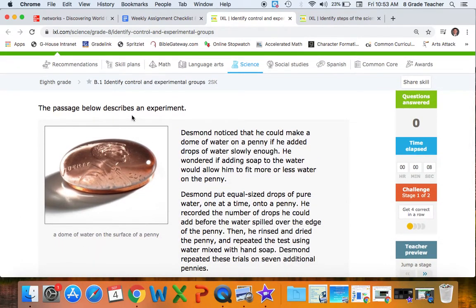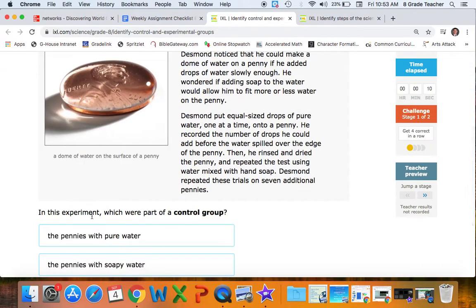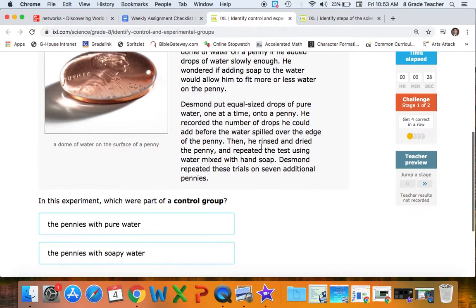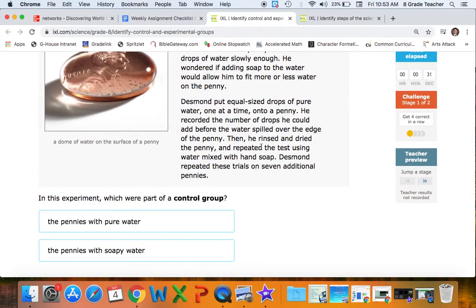The passage below describes an experiment. In this experiment, which part was the control group? Desmond noticed that he could make a dome of water on a penny if he added drops of water slowly enough. Maybe you did this in Mr. Bloom's class last year. He wondered if adding soap to the water would allow him to fit more or less water on the penny. Desmond put equal-sized drops of pure water one at a time onto a penny. He recorded the number of drops he could add before the water spilled over the edge of the penny. Then he rinsed and dried the penny and repeated the test using water mixed with hand soap. Desmond repeated these trials on 7 additional pennies.